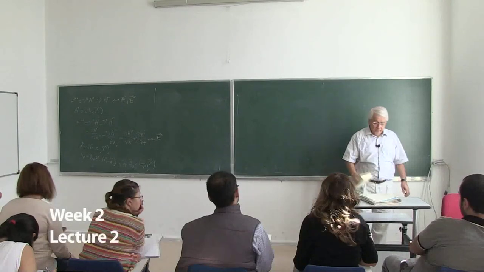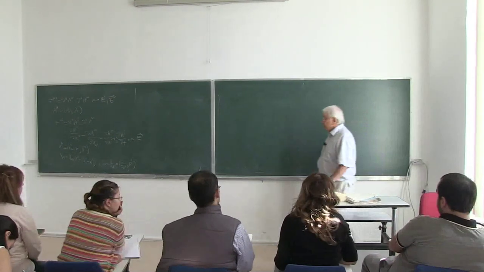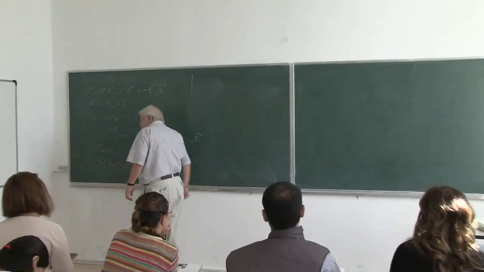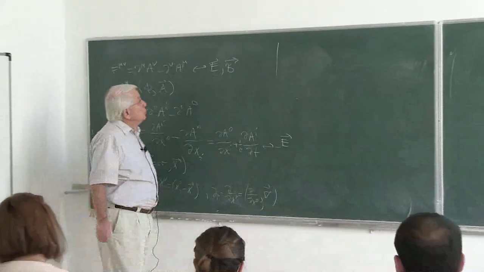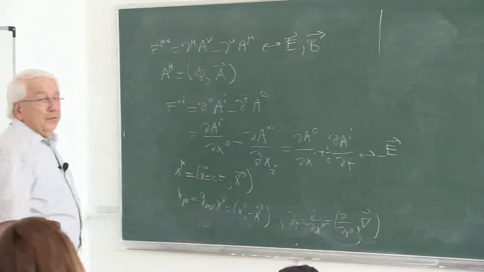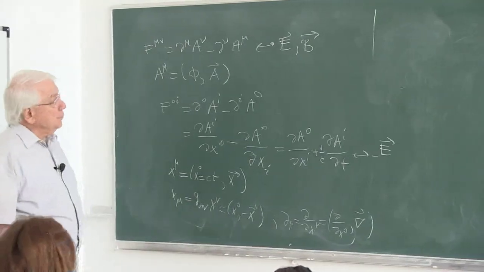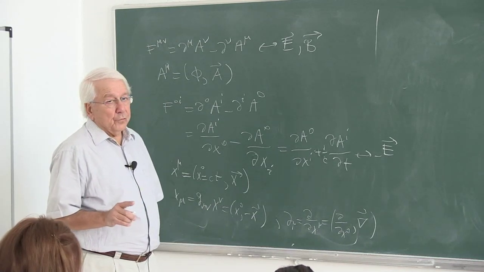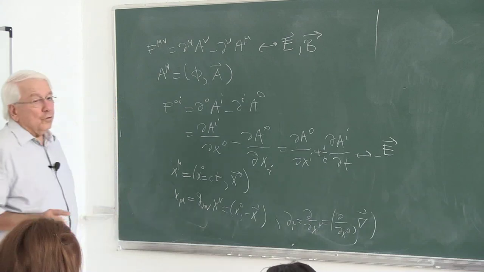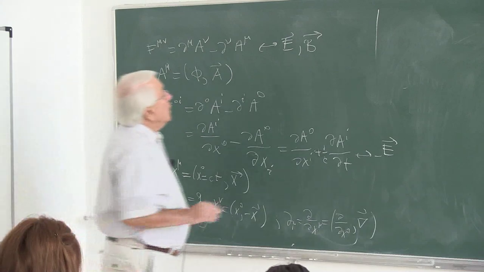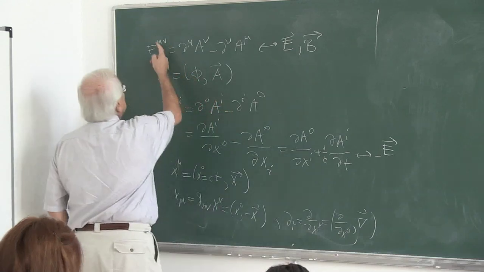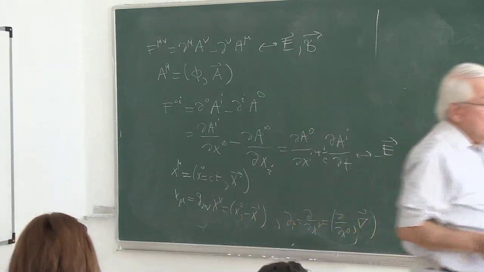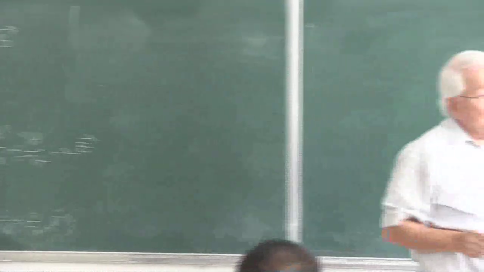So we have learned that we have to be careful in transforming the electric and magnetic fields from one frame to another, because they constitute the components of a second rank antisymmetric tensor, which mathematically means that they have to transform like the product of two contravariant four vectors, because there are two indices, each index is like the index of a four-dimensional contravariant vector.